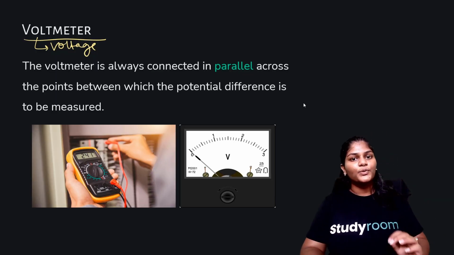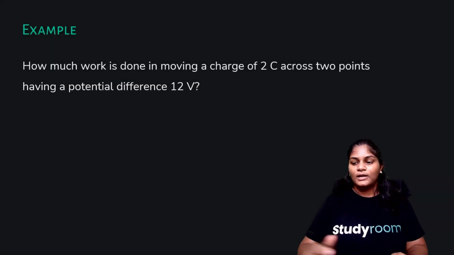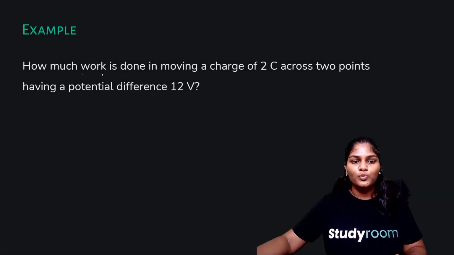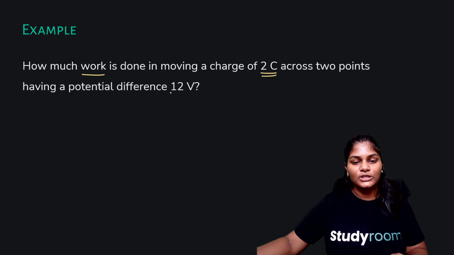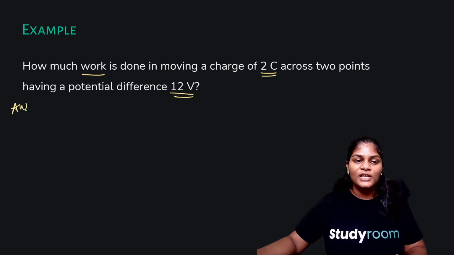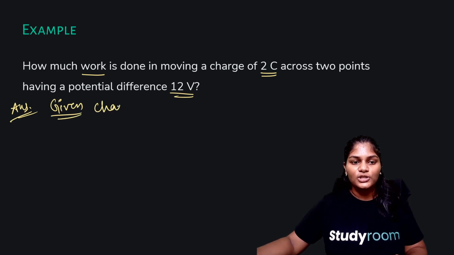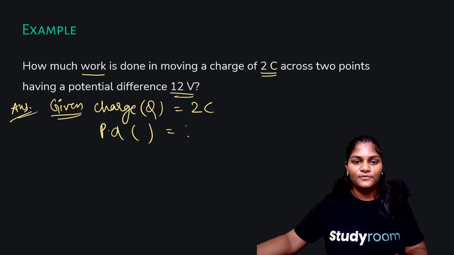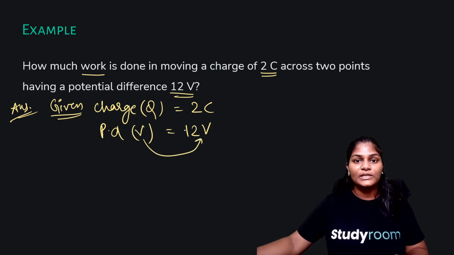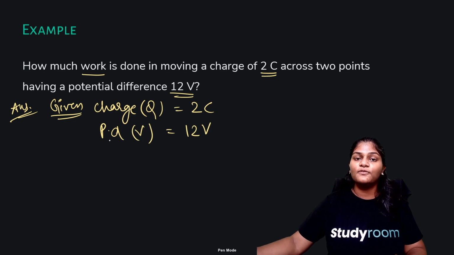Now, let's move on and do a few questions. Okay, so the first question says, how much work is done in moving a charge of 2 coulomb across 2 points having a potential difference of 12 volts? So again, as we do in every question, we write the given. What is given to us? The charge. How do we represent the charge? What is the symbol? The symbol is Q. Very good. Then it is given potential difference. What is the potential difference symbol? It is V only. You can remember that the unit and the symbol are represented by the same letter V in case of potential difference.